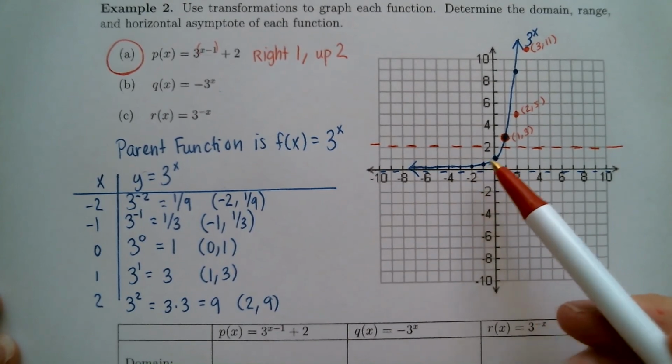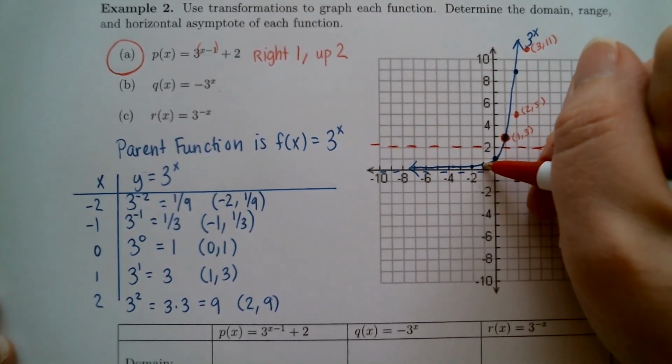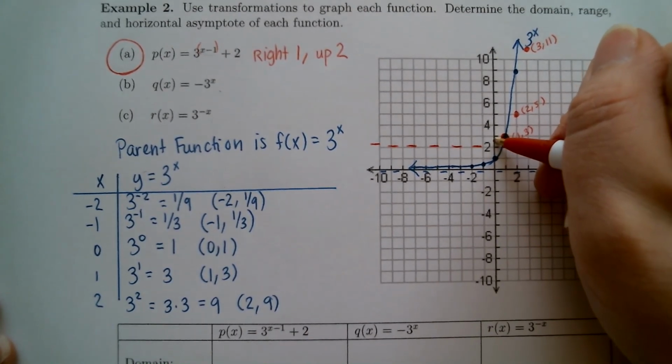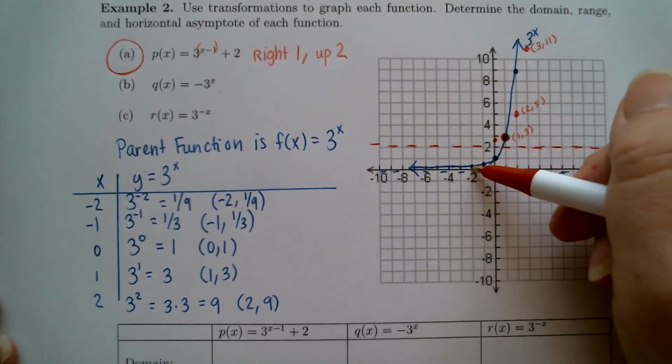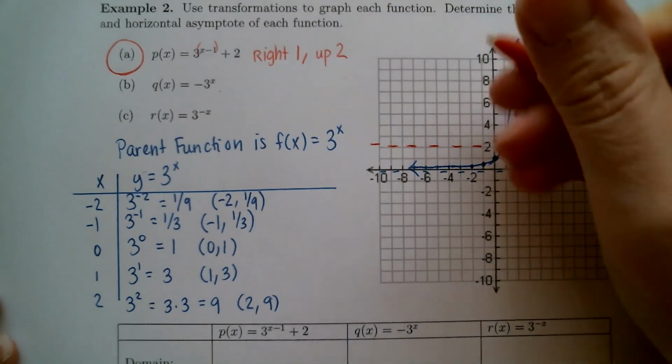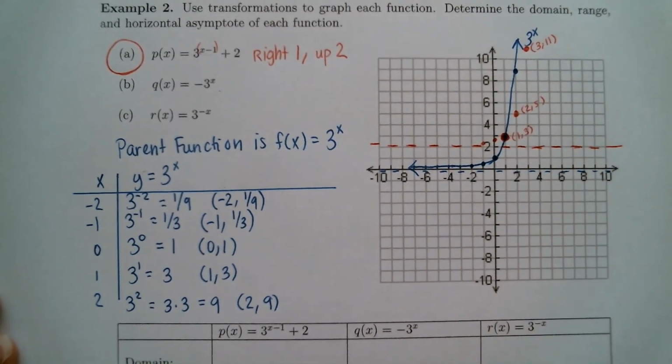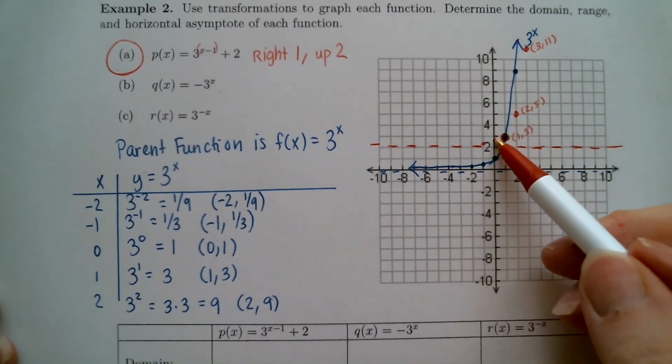All right, these guys, you're just going to have to kind of eyeball. You're going to go right 1, up 2, so slightly above the dotted line. This guy, right 1, up 2, so above the dotted line, but even closer to it than this other point.